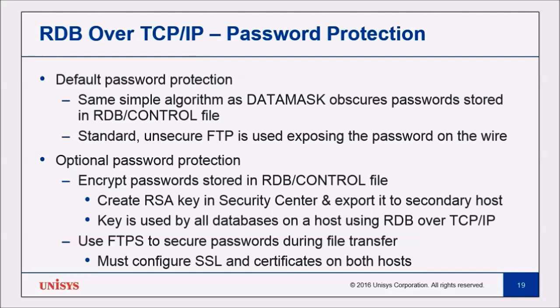Administrators must access Security Center to create a key container RSA key on the primary host and then export it to the secondary host. A service name of RDB support is associated with the container instead of a user code. Thus, all of the databases on a host that use RDB over TCP/IP share the same key container. Instructions for creating the key container are provided in the RDB Planning and Operations Guide. If a key container is not provided, the passwords are obscured using the same simple algorithm that is used by the data mask.